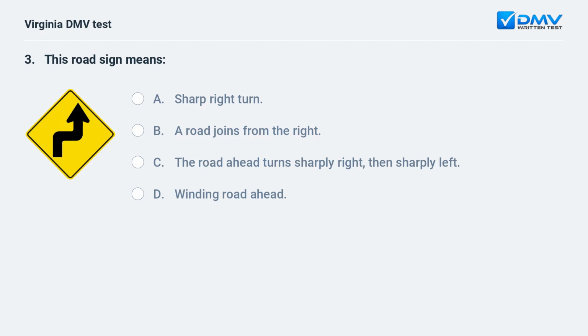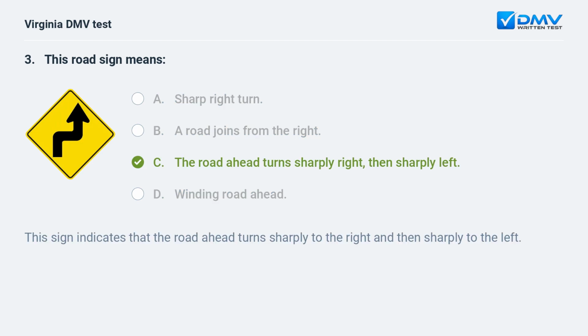This road sign means A. Sharp right turn. B. A road joins from the right. C. The road ahead turns sharply right, then sharply left. D. Winding road ahead. C. The road ahead turns sharply right, then sharply left. This sign indicates that the road ahead turns sharply to the right and then sharply to the left.